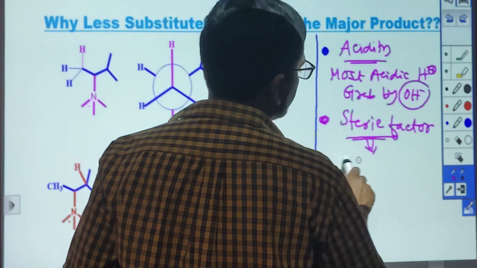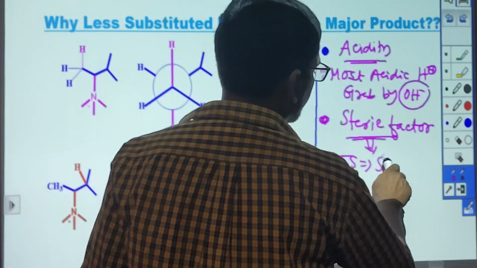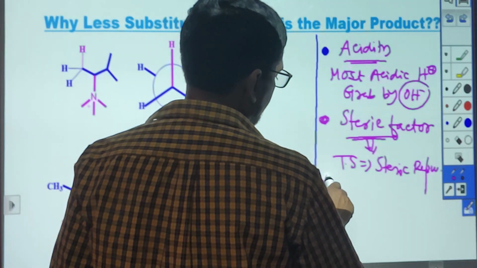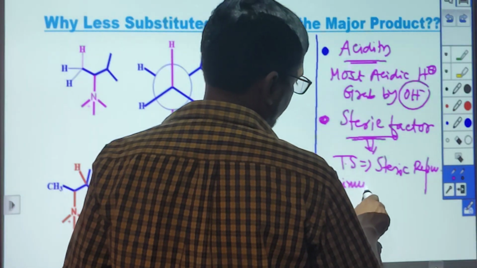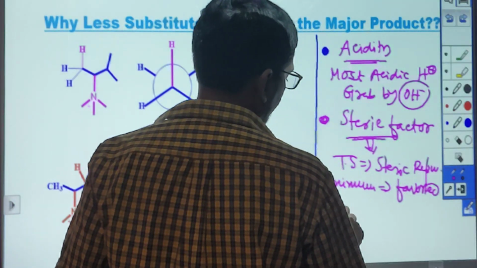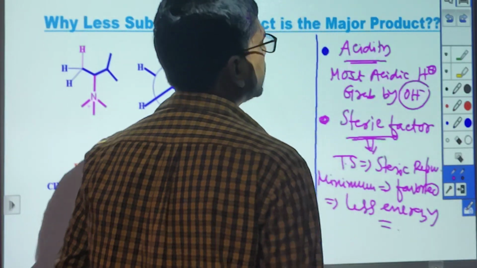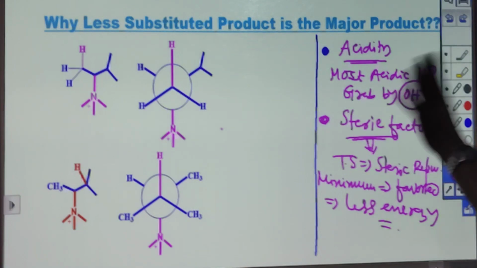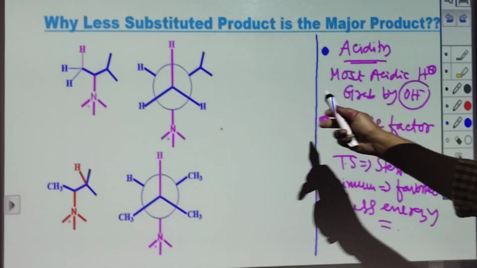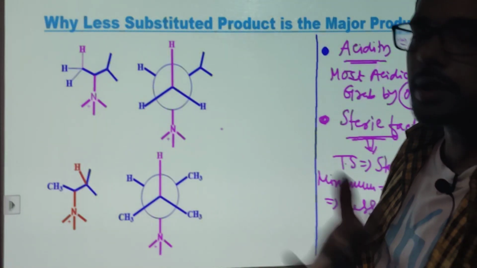In the transition state, steric repulsions must be minimum. I'll show you. Then only that will be the favored transition state, meaning less energy. Let me show you the steric factor here. You are given this amine. So what will we do? We will draw the Newman projections.